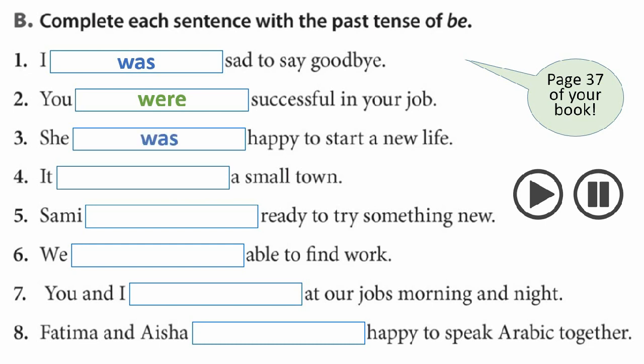She was. It was. Sami was, because Sami is he. We were. You and I, this is plural. So we use were. And the same thing for number 8. Fatima and Aisha were.